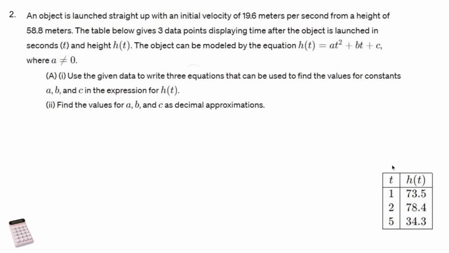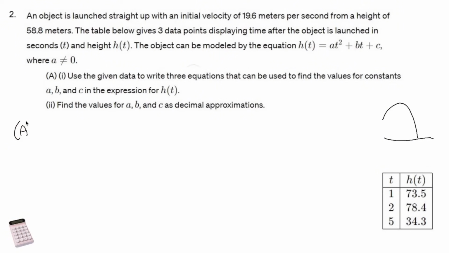So you can see that this object is shot up from 58.8 and then comes down, hitting the ground at some point. Looks like I'm trying to draw a hangman, and that's not what I'm doing. The object can be modeled by the equation. Oh, it's quadratic, like I guessed it would be. Use the given data to write 3 equations that can be used to find the values for constants a, b, and c in the expression for h of t.